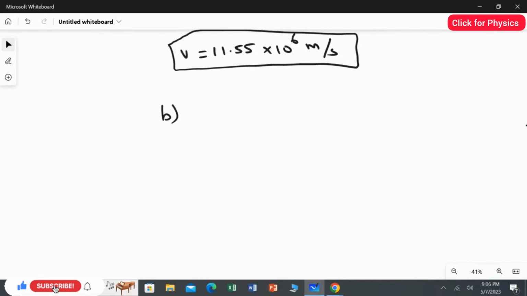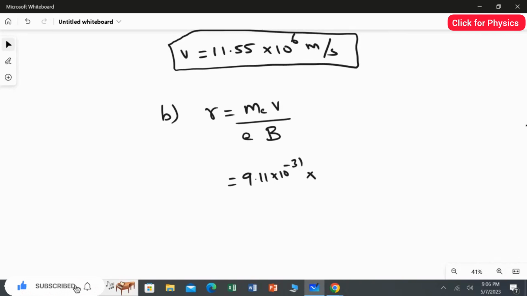For B, the radius takes the formula R equal to the mass of the electron multiplied by the speed of the electron, divided by the charge of the electron multiplied by the magnetic field. This is the rule we studied in the theory. Now I'm going to substitute the values. The mass of the electron is 9.11 multiplied 10 power minus 31 multiplied by the speed value, taking the answer of the first part.